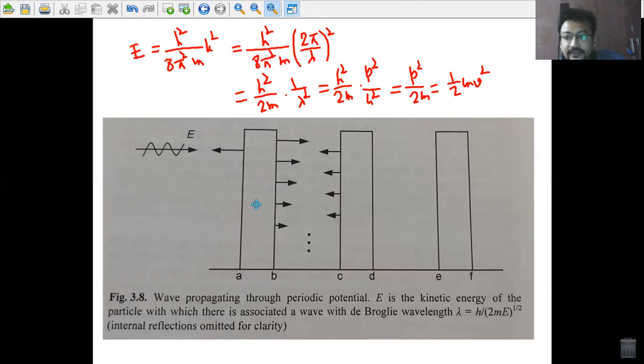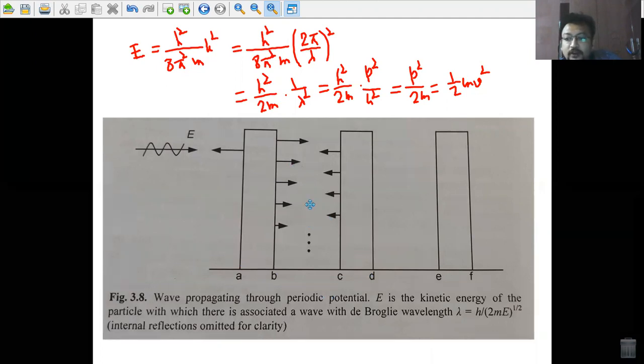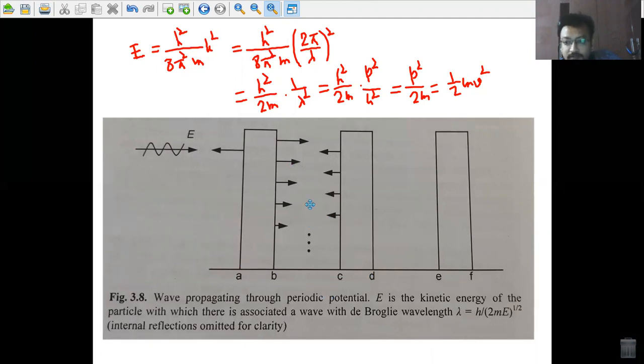These regions of hills in the potential cause the wave to be partially reflected and partially transmitted. After several partial reflections and partial transmissions at A to B, C to D, and E to F, etc., it is clear that the situation will be very complex. However, there are two possibilities. The reflections and transmissions may or may not result in destructive interference of the propagating wave. Destructive interference will result in attenuation of the wave.